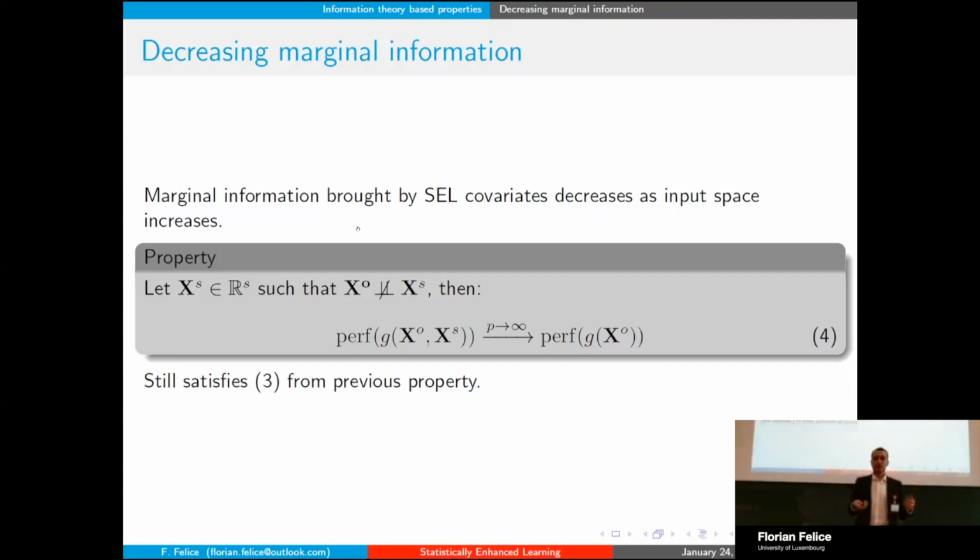But we still have the inequality from the previous slide, where we're still saying that adding information will still help, but at some point we will plateau, and the additional variables will in a way be unnecessary because all of the information will already be carried by the other matrices.